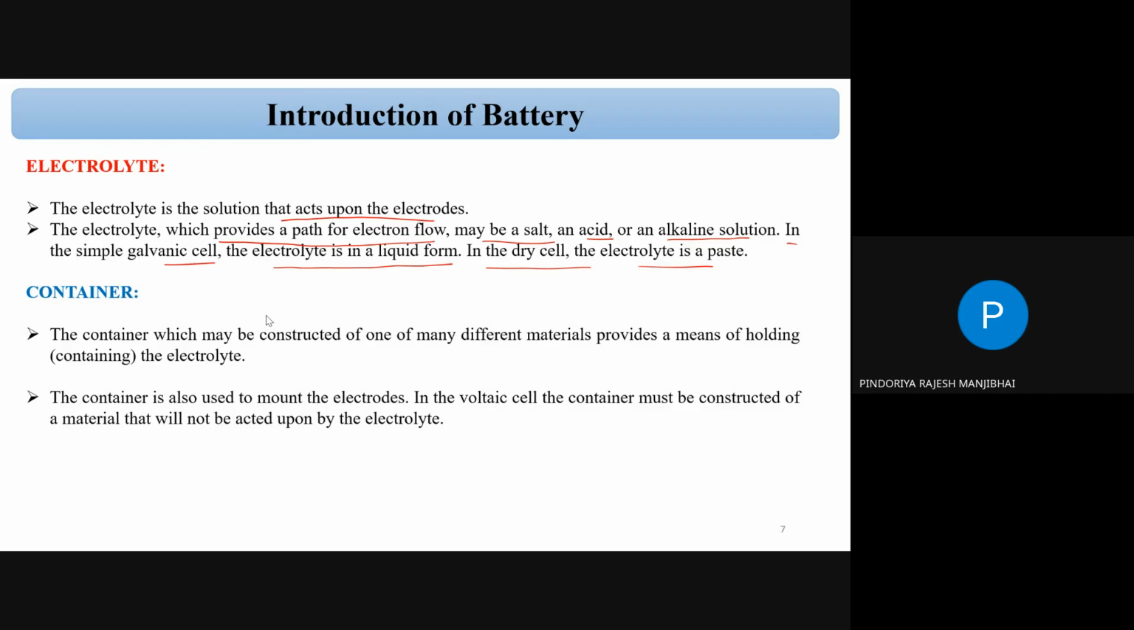Container is nothing but a body, which is constructed of one of many different materials and provides the means of holding the electrodes. So we have to hold both materials, the positive terminal and the negative terminal. The container is also used to mount the electrodes. In a volatile cell, the container must be constructed of a material that will not be attacked by the electrolyte. So it is simply the body that can hold the positive and negative electrodes.